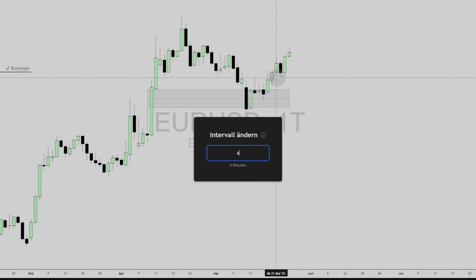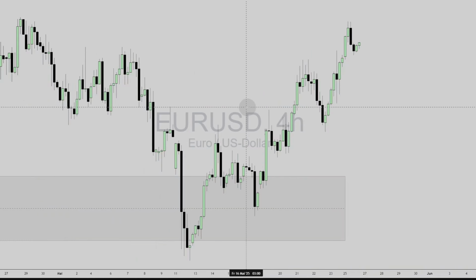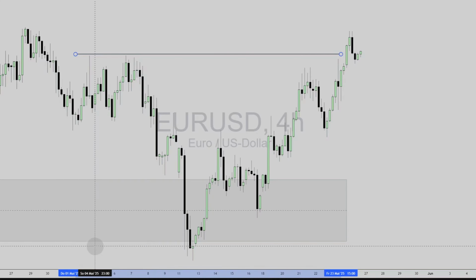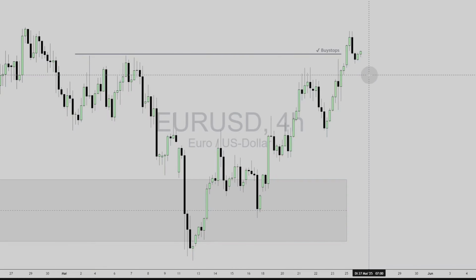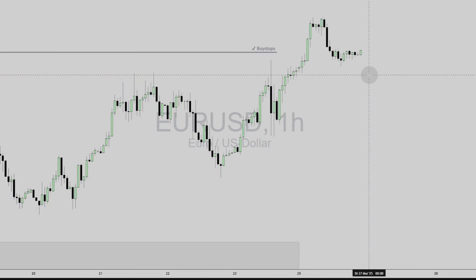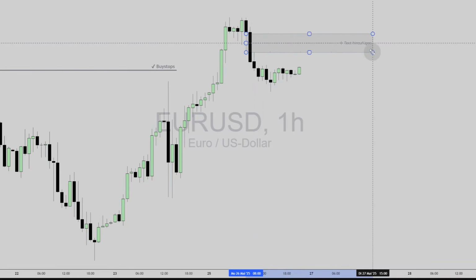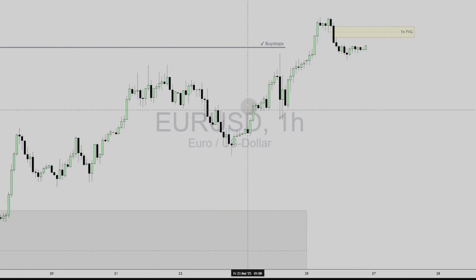If we now go down to the 4-hour chart, we see a somewhat reversed picture again and see that highs in the form of buy stops have already been taken out of the market. If we go down another time unit, we now see that buy stops have been taken out of the market and we still have an inefficiency above us in the market. This again means that in the short term, we can expect bullish movement.